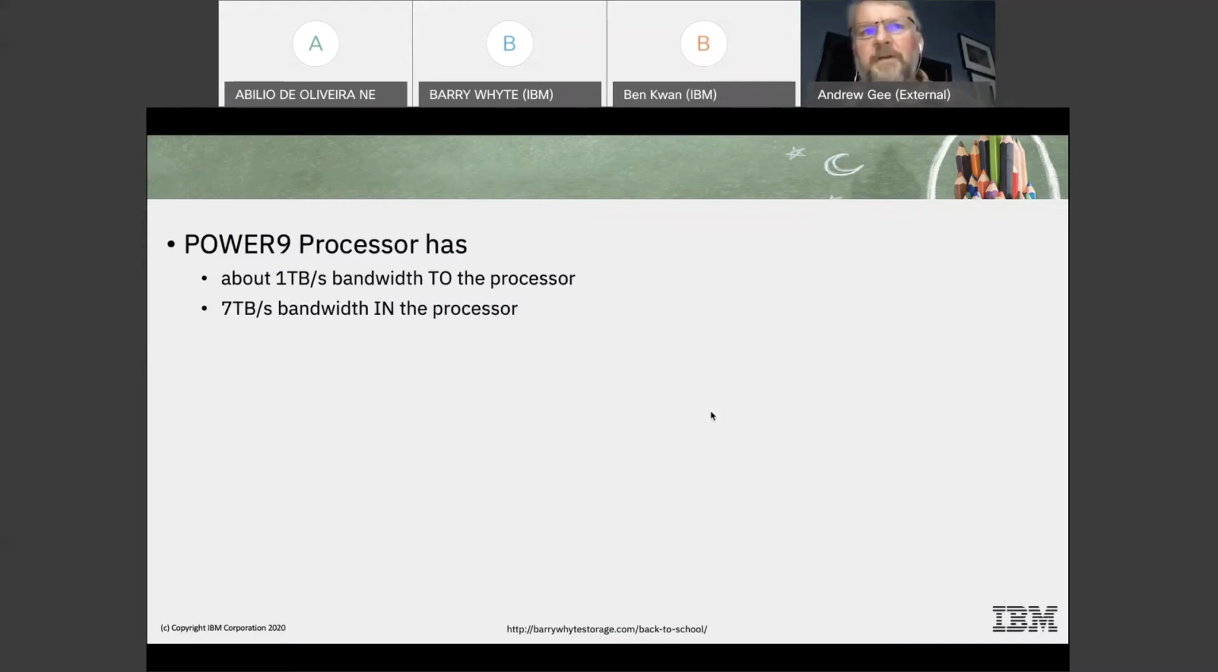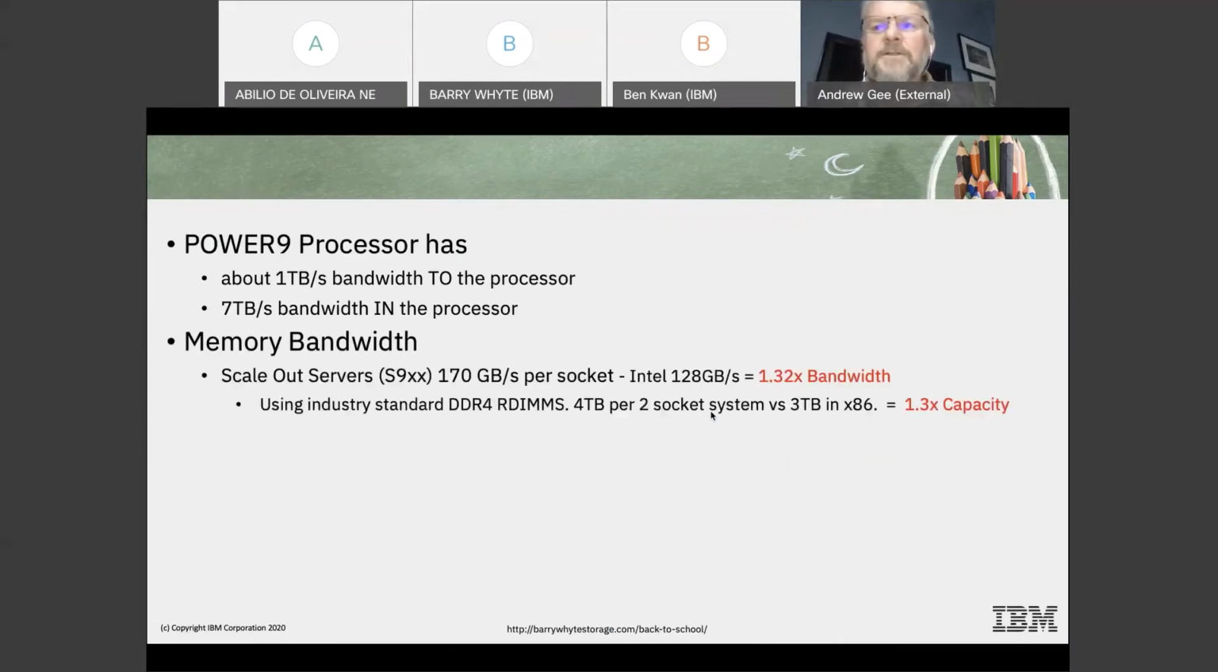Last week we covered the bandwidth within the processor. Then we started talking about memory bandwidth. So remember we have scale-out servers. We do around 170 gigabytes a second compared to an x86 platform of 128 gigs a second, so about 1.3 times the bandwidth. Using standard DRAMs, we can put 4 terabytes in a 2-socket system versus 3 terabytes in an x86 2-socket system. What does that mean? It means we don't need as much hardware. We don't need as many servers.